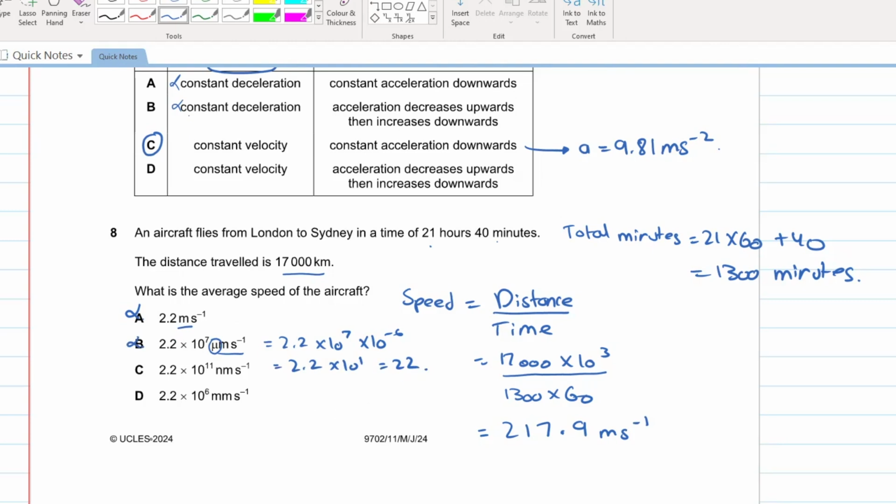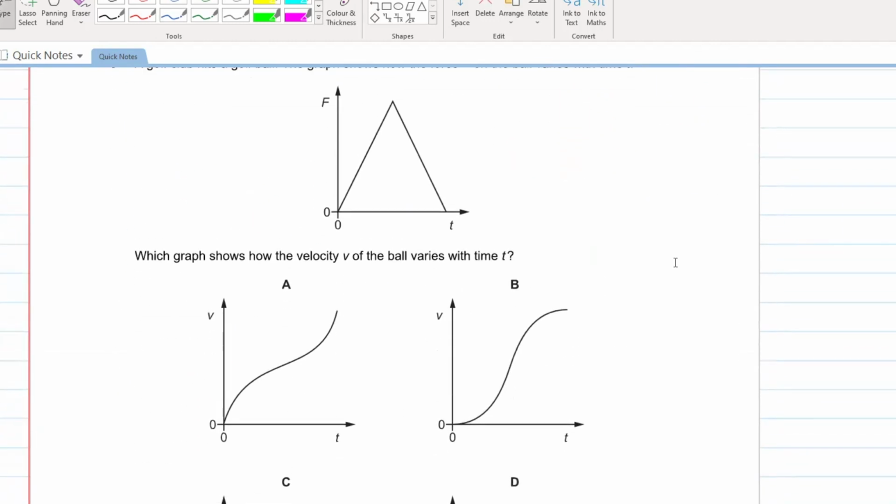B can also not be your answer. Let's analyze option C. 2.2 into 10 raised to the power of 11 into nano, that is 10 raised to the power of minus 9. This comes out to be 2.2 into 10 raised to the power of 2. This comes out to be what? Yes, genius, it is 220, which is roughly equal to your answer. C is your answer. Do you realize the games that the examiner play? C is your answer. Chalo, let's move on to the next question.